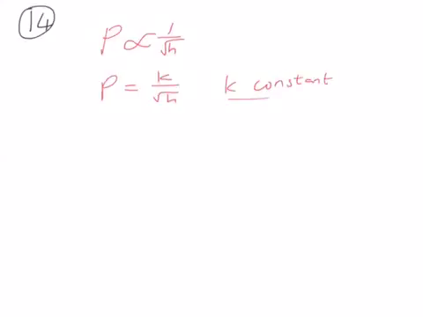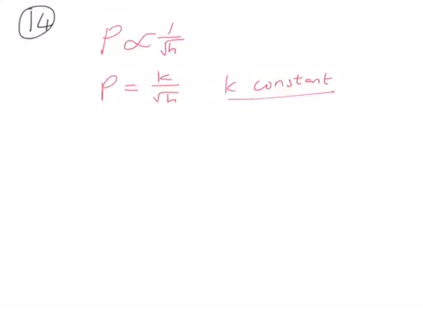Question 14, we're told that the pressure P is inversely proportional to the square root of the height h at which it is flying. So if P is inversely proportional to the square root of h, then it's proportional to 1 over the square root of h. If that is true, then we can write P is equal to k over the square root of h for some constant k.